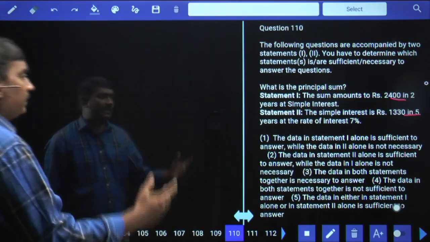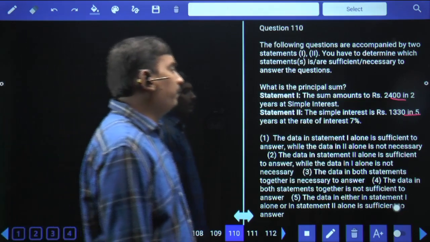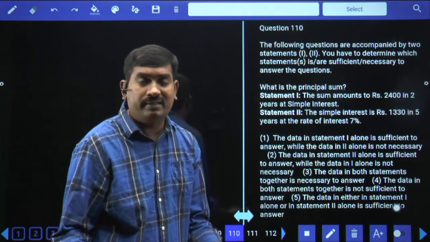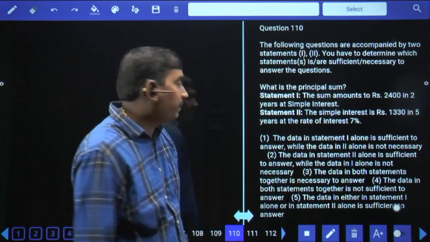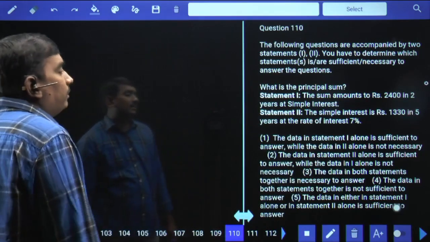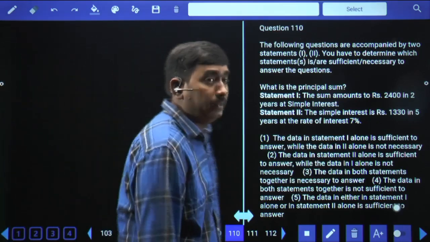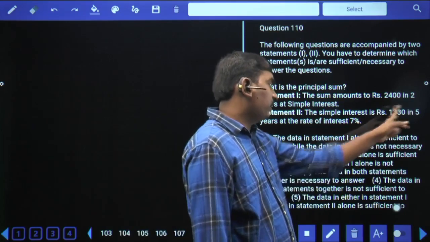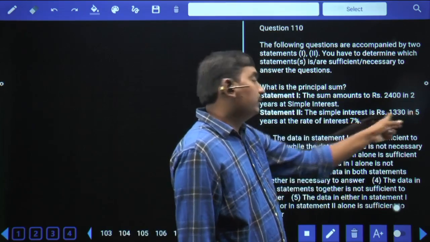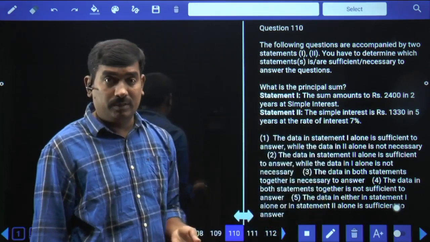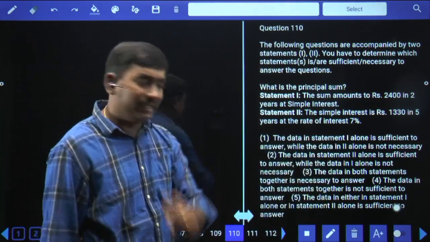What is the principal sum? The sum amounts to 2,400 in 2 years at simple interest, but I don't know the rate of interest. From the first statement it's not possible. The simple interest is 1330 in 5 years at the rate of 7% per annum. For 1 year 7%, for 5 years 35%. So 35% value is 1330. Principal means 100% is how much? The second statement alone gives the answer.